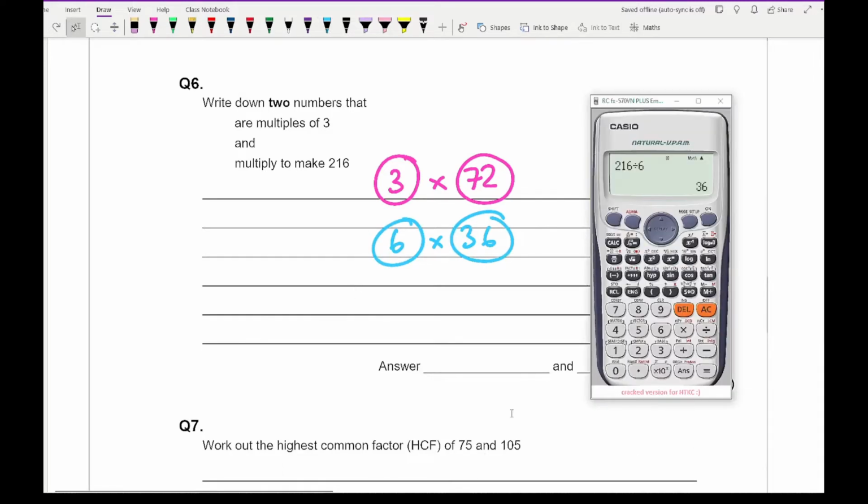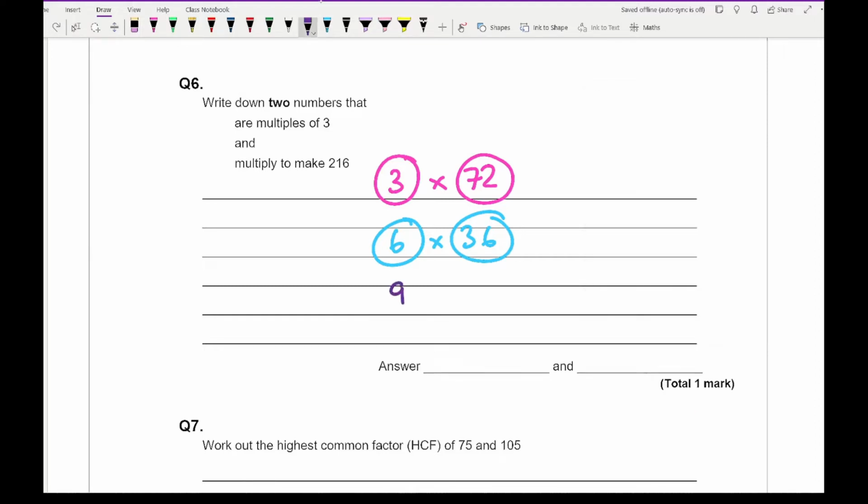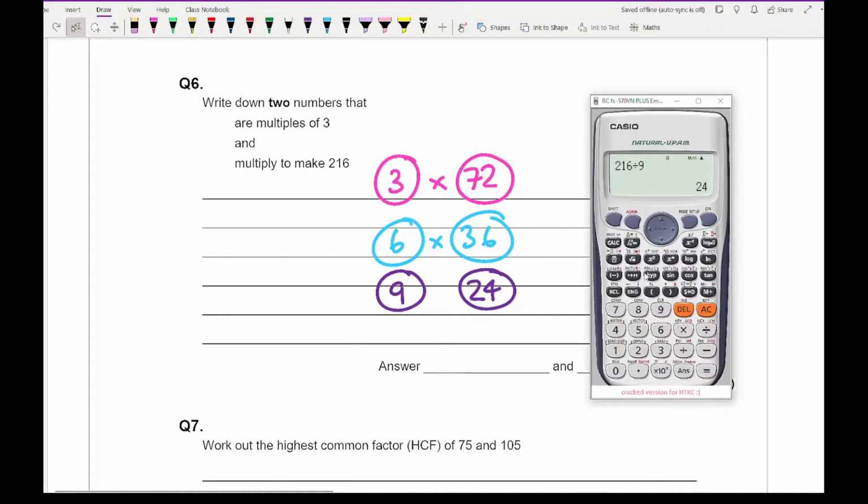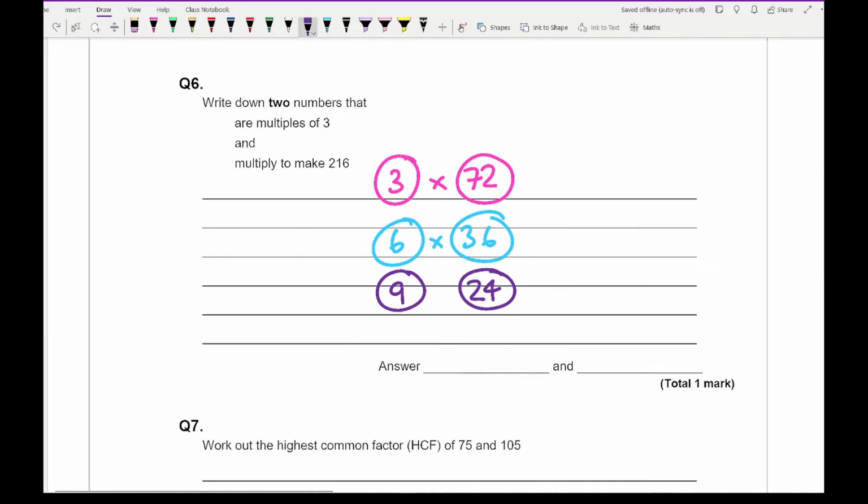If I go for another one, I could go for 216. Let's see if it divides by 9. Yes, it does. So I could have 9 and 24. So let's use another colour for that. So 9 and 24 would work. And let's go for another one. I think there is only one more. So 216 divided by 12. And so 12 times 18. So that's another set of numbers I could use. So 12 and 18. So any combination of those 2 numbers would be absolutely fine. Well, in terms of the colours rather than any of those 2 numbers.